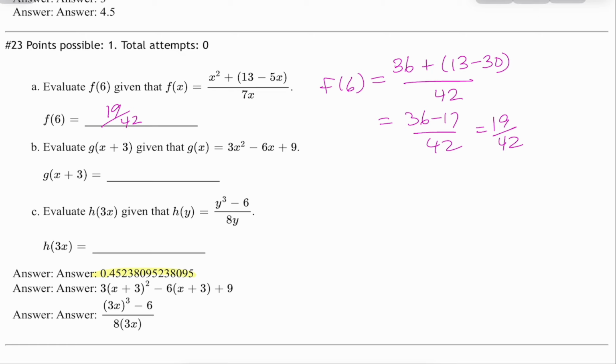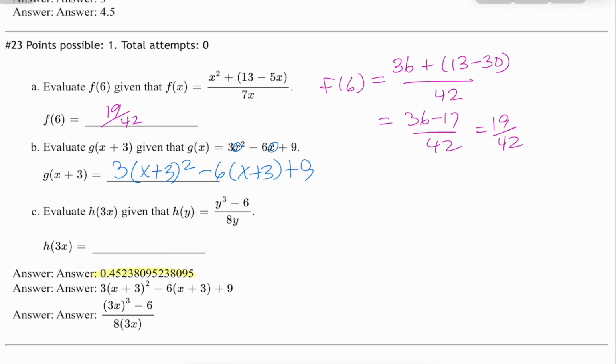Okay. Now, B says to input g of x plus 3 into the function, and they're going to want you to simplify it as much as possible. Well, no, they don't say the word simplify. Let's not simplify. So every place we see our input of x, take out, put a parenthesis of x plus 3. So that'd be 3 times x plus 3 squared minus 6 times x plus 3 plus 9. If they say the word simplify, you do have to FOIL that out and then distribute. But since they didn't, let's just leave it alone.